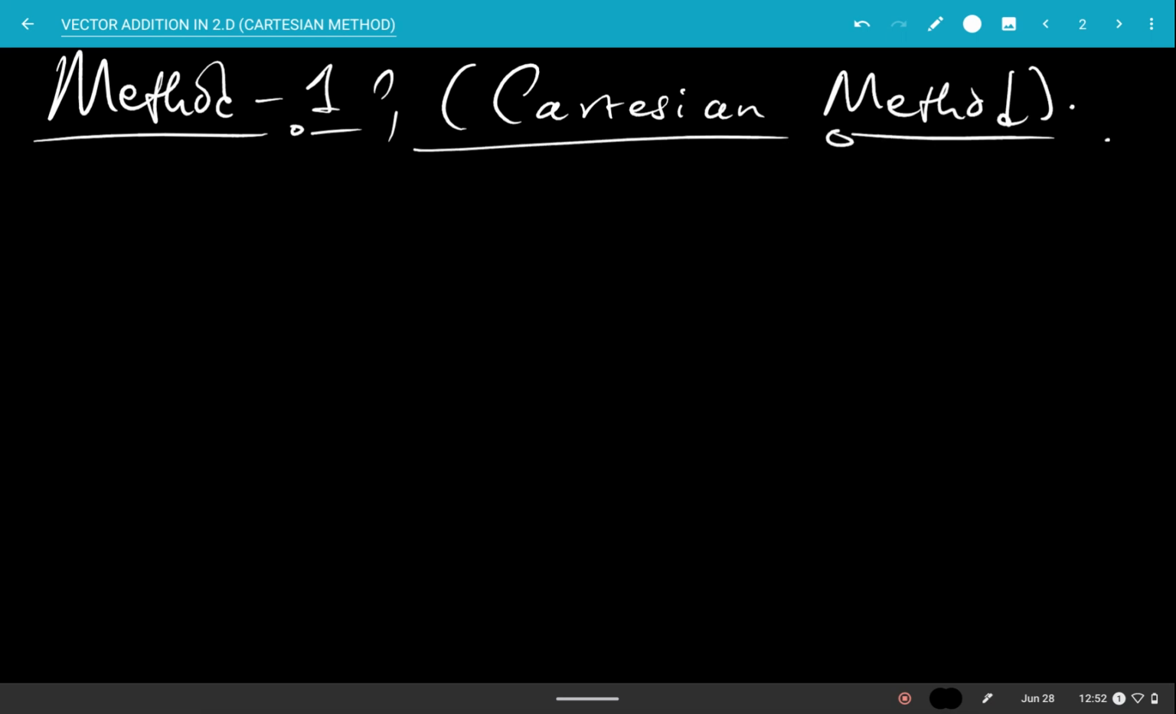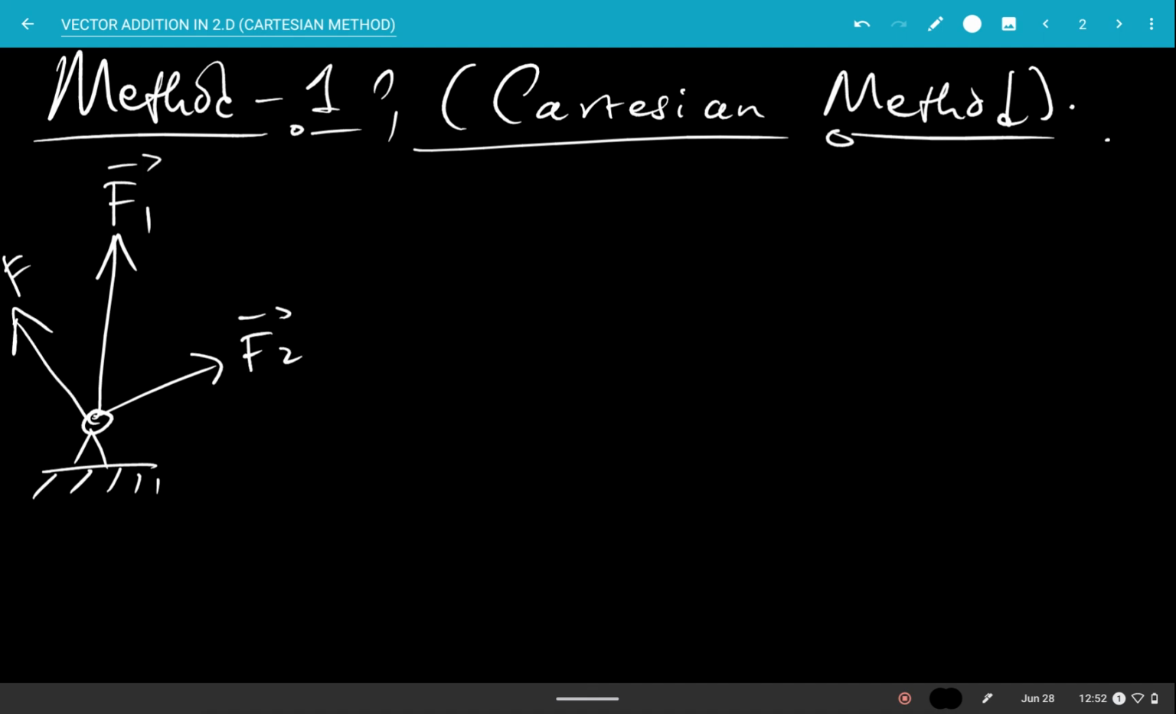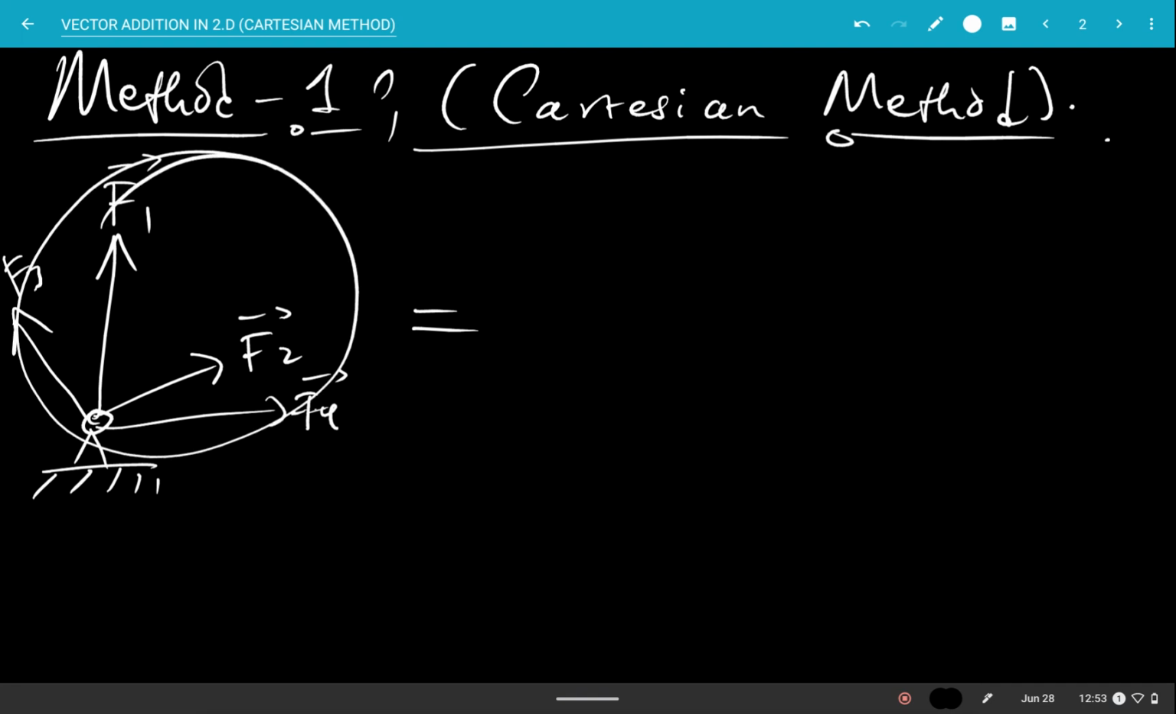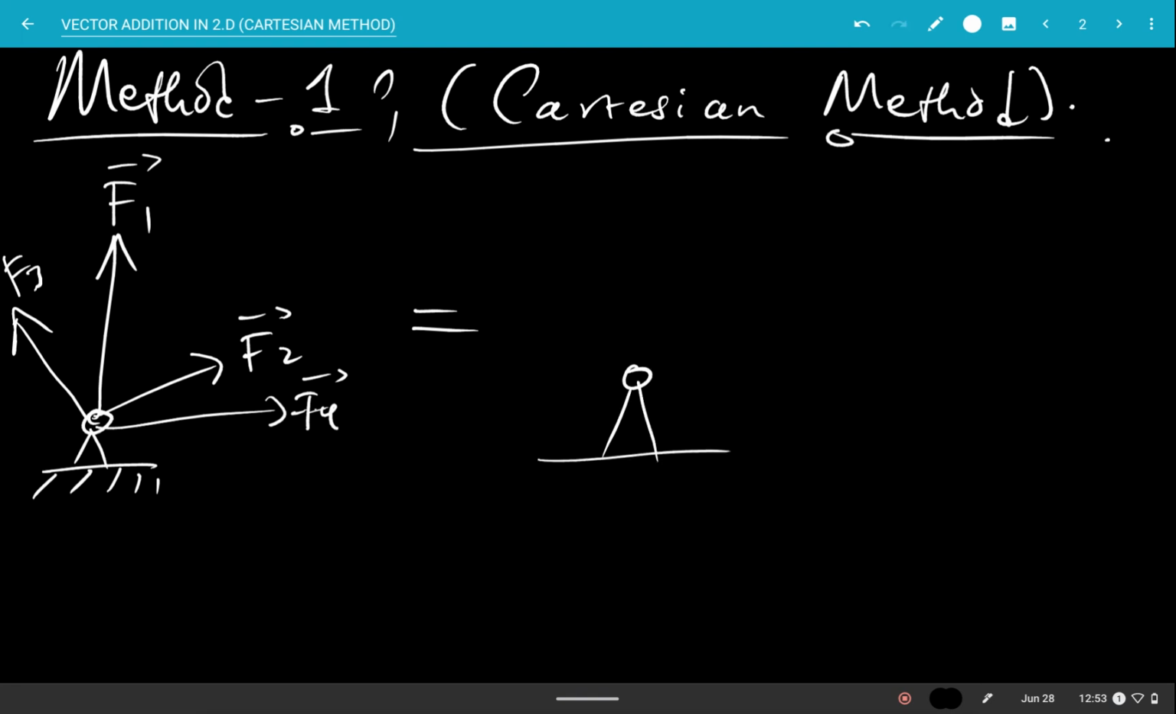In a schematic way, let's say you have a pin support there, and then you have multiple vectors. Let's say force 1, force 2, all these are vectors. You also have force 3, or even force 4. You can have so many vectors at one particular point. Now, there should always be one force that represents them all, and that single force is what we call the resultant force.